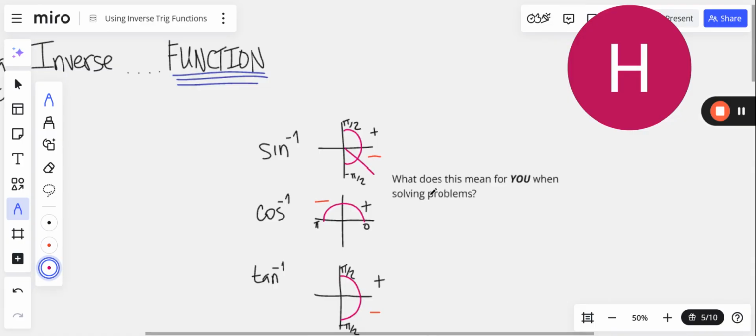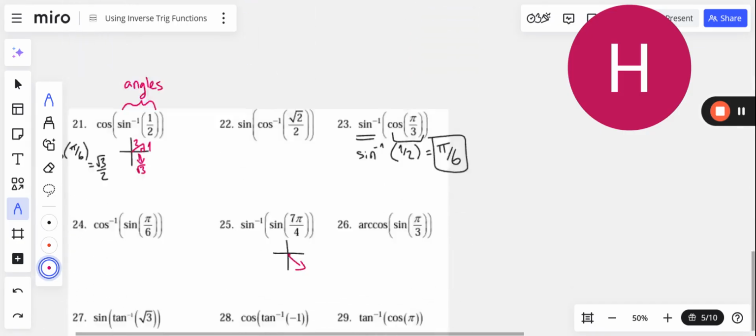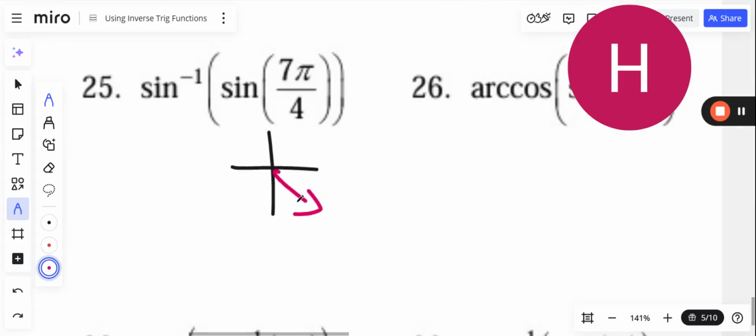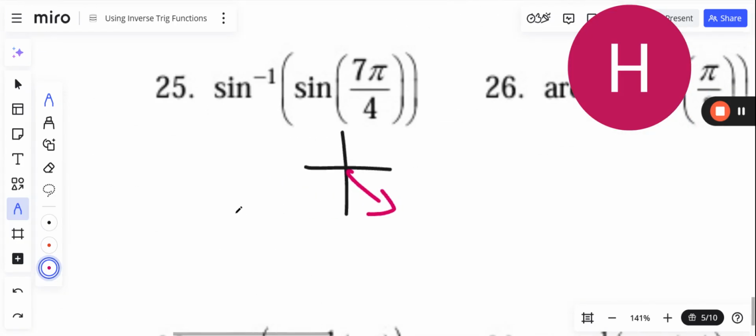Oh, except it's not being called 7 pi over 4 anymore. It's being called something between negative pi over 2 and pi over 2. So that's where a lot of the confusion comes from. It's not that you don't understand where the angle is at. You do understand where the angle is at, but in this case, if you're getting this wrong and just canceling the sine inverse, it's because you don't understand that sine inverse has a range from negative pi over 2 to pi over 2. So what's the solution here?